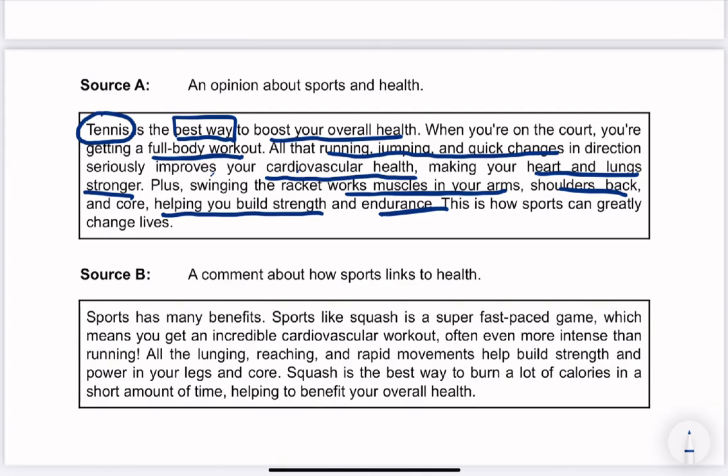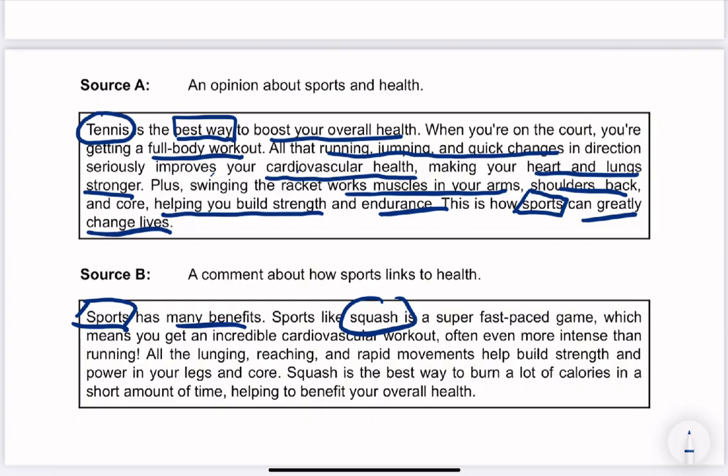And suddenly here it tells you about the idea of sports, how sports can greatly change lives. Okay, essentially telling you that sports is very advantageous. Okay, sports is very beneficial. Sports basically will actually do good for a person's health. Basically what it's saying here. And if we take a look at source B immediately, right, you see the same thing here. That sports has many benefits, correct? So we roughly can already tell what our similarity is here.